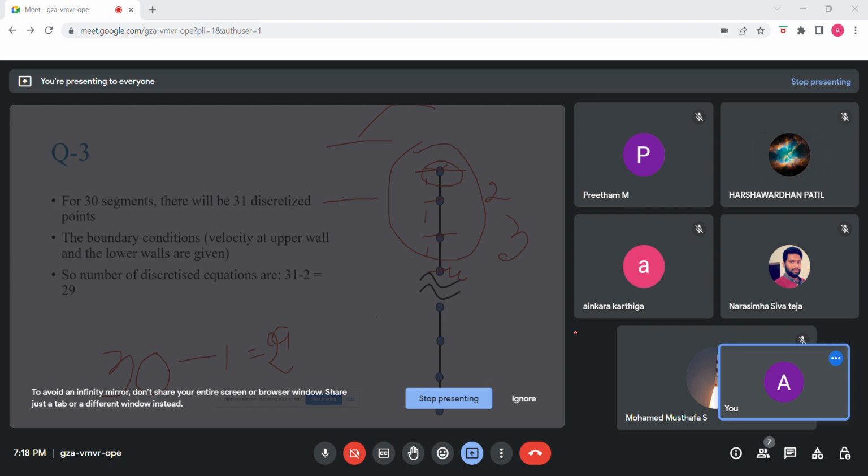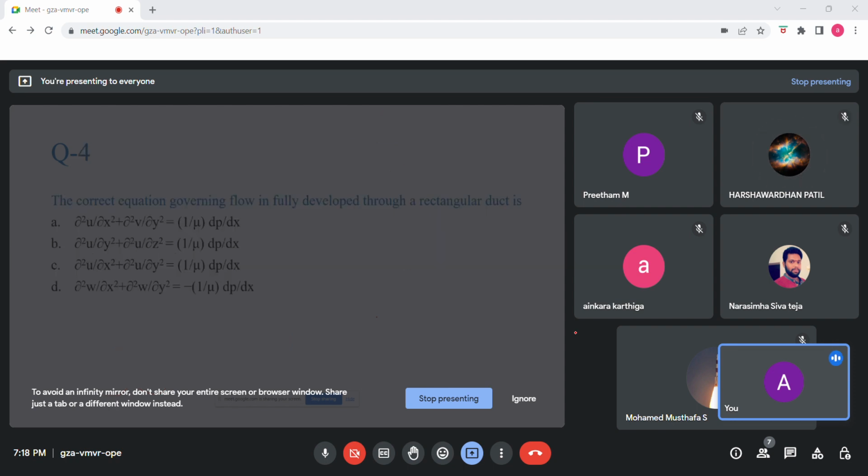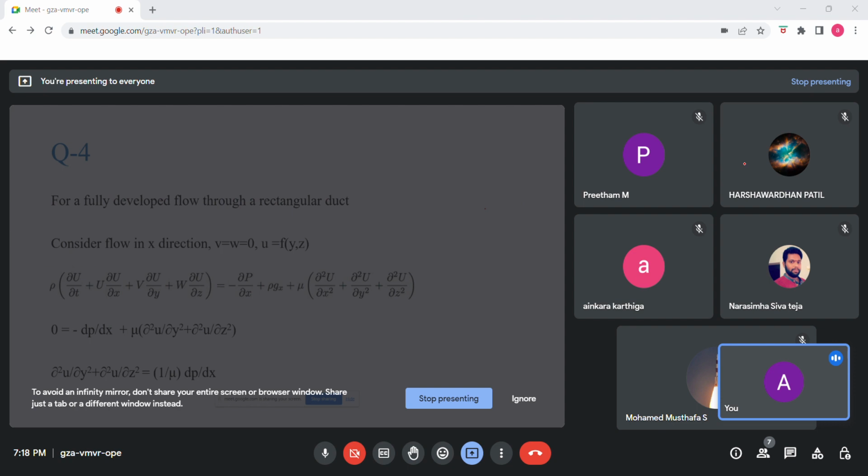Okay. So the correct equation governing flow in a fully developed flow through a rectangular duct is, some options are given. We will see which of these it fits. So for a fully developed flow through a rectangular duct, consider the flow in the x direction. So obviously the u velocity alone remains, v and w become 0. Also, u will be varying along y and z. No, it won't be varying along x.